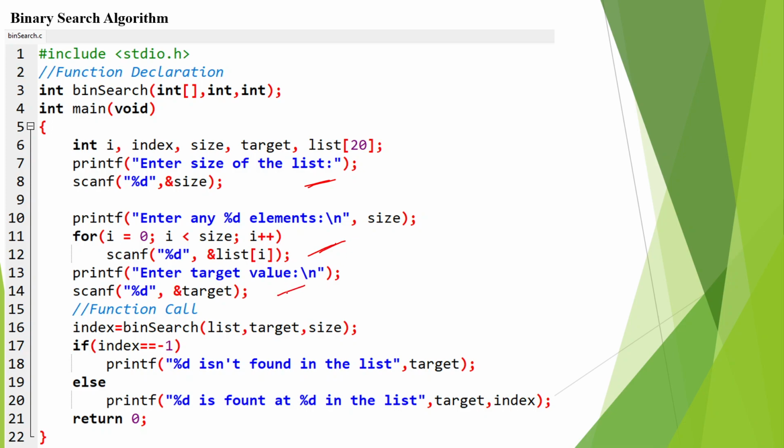We are reading the target. We are calling the binary search algorithm function. And based on the return value, the index value, we are checking whether the item is present in the list or not present in the list. For both programs, sequential search and binary search, these 22 lines of code are the same.